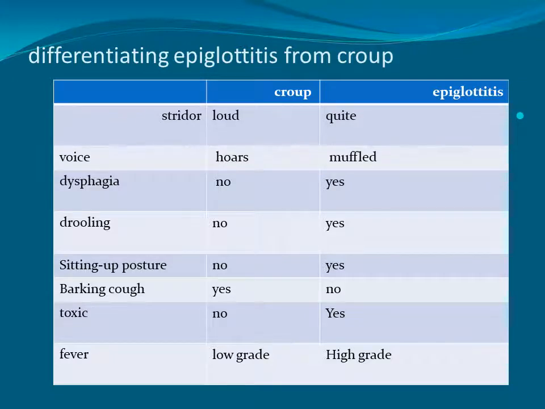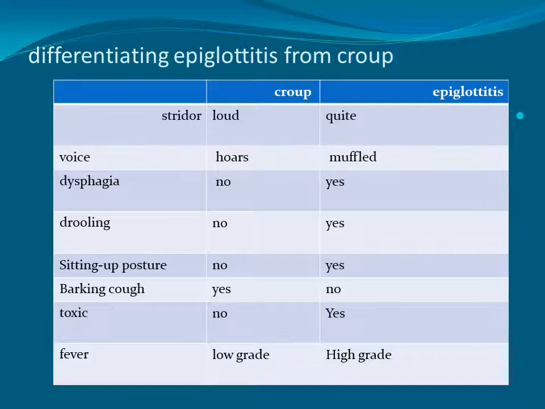This table shows the difference between epiglottitis and croup. When we take some parameters, the voice is hoarse in croup, it's muffled in epiglottitis. Stridor is loud in croup, it's quiet in epiglottitis. Dysphagia is not present in croup, but it's present in epiglottitis. Drooling, no in croup, yes in epiglottitis. Sitting up position is not present in croup and it's present in epiglottitis.